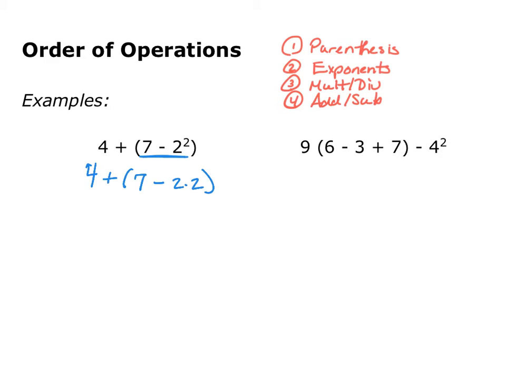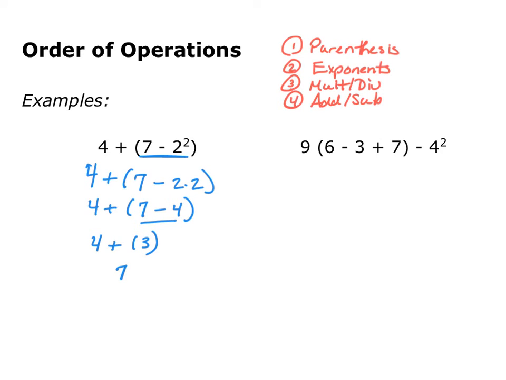That's my exponent. So let's clean it up. Still working in parentheses. 7 minus 2 times 2 is 4. And now I still have my parentheses. I'm going to work on that next. So 7 minus 4 is 3. And then 4 plus 3 finally is 7.